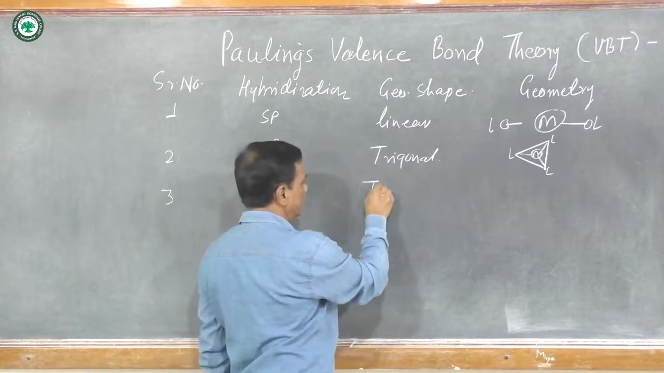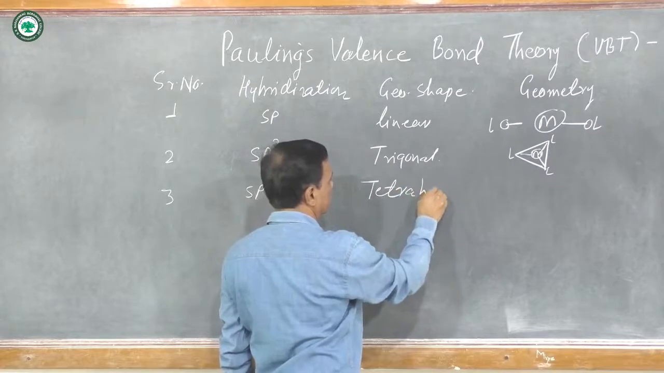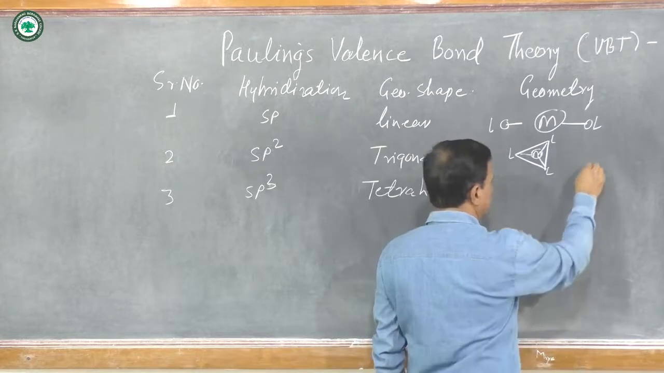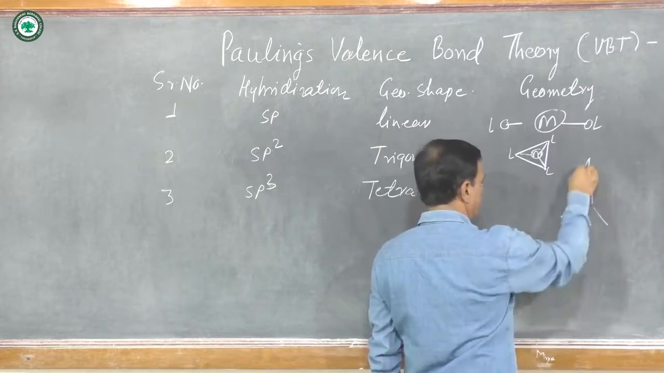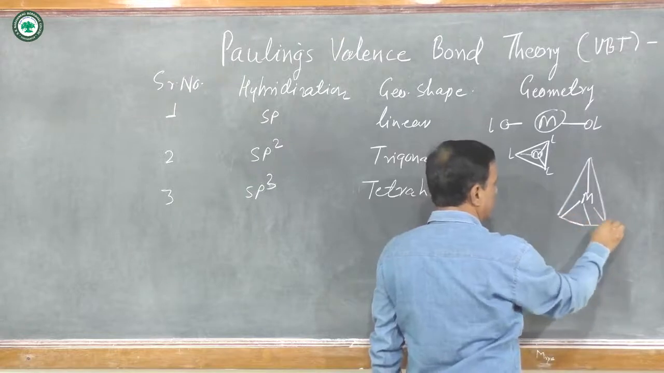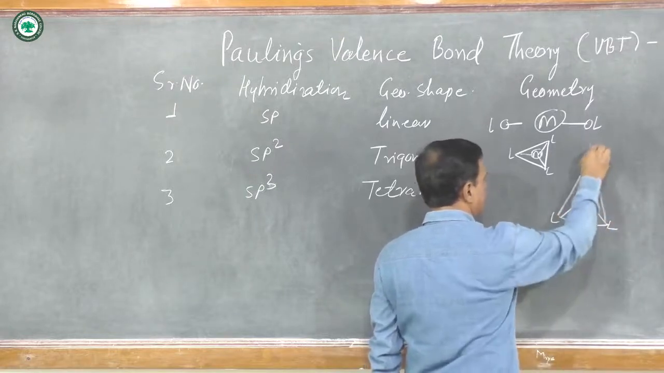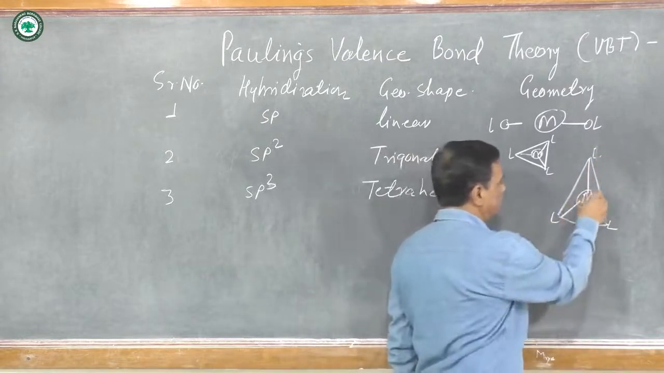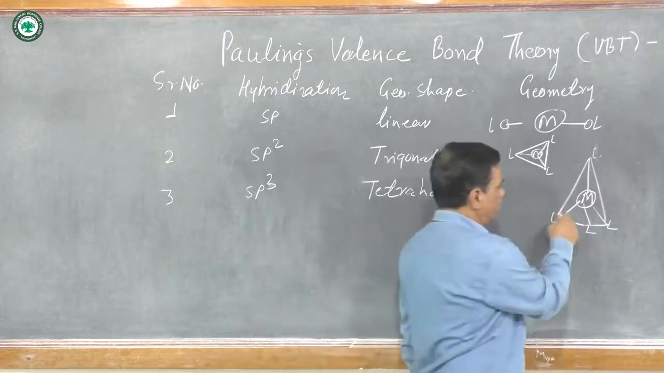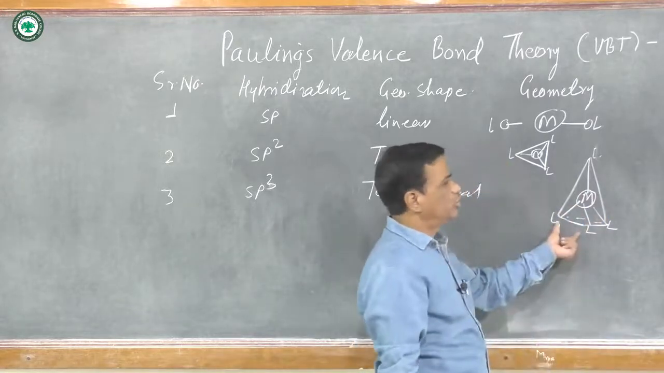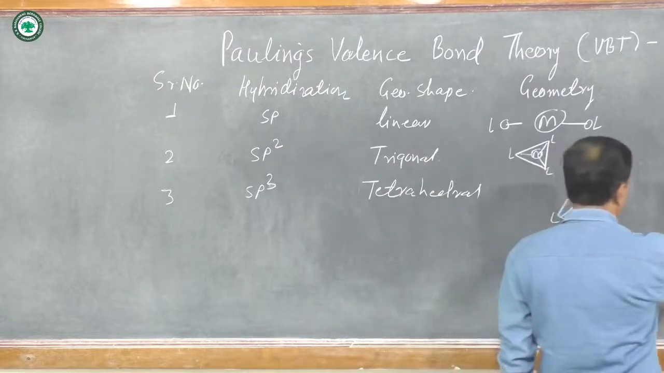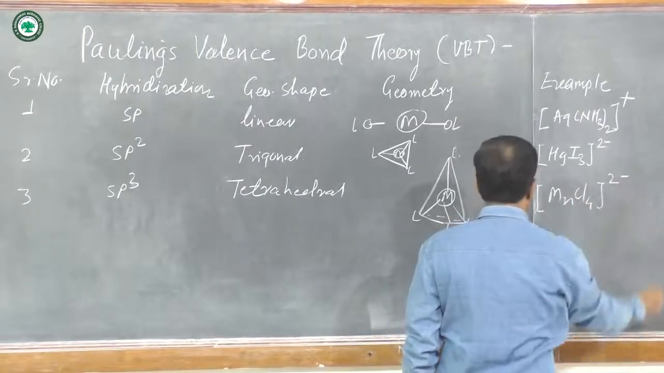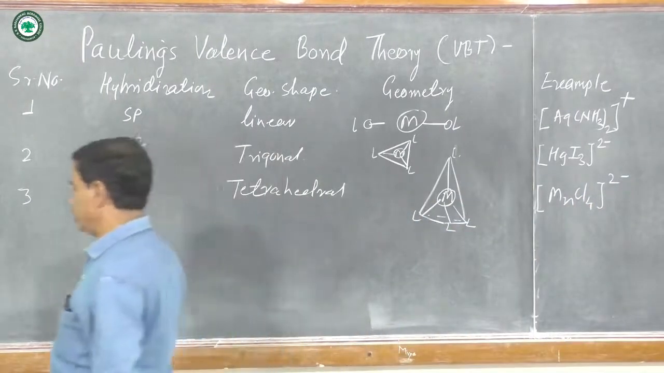Then the third example is sp3 hybridization. It is tetrahedral. In a tetrahedral arrangement, the metal is at the center position and four ligands are at the regular corners of the tetrahedron. At the center position there is a metal ion or atom, and this type of structure is formed. The example is MnCl4 2- complex ion.